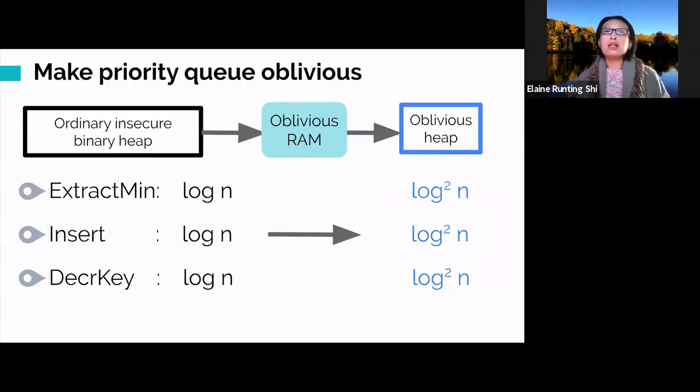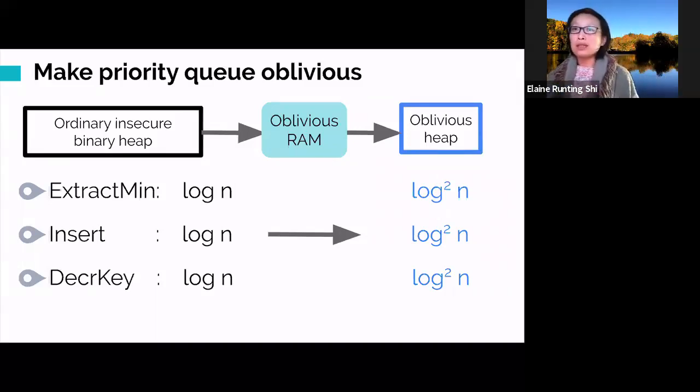So in this talk, we care about making the priority queue oblivious. Obviously, a naive approach is to take the generic ORM and compile an insecure priority queue, let's say the ordinary binary heap, to an oblivious counterpart. As we mentioned earlier, this compilation will incur log n slowdown, so the resulting oblivious heap will have log squared cost for every operation, including extract min, insert, and decrease key.